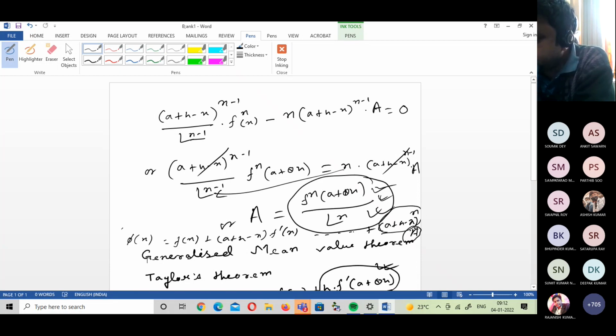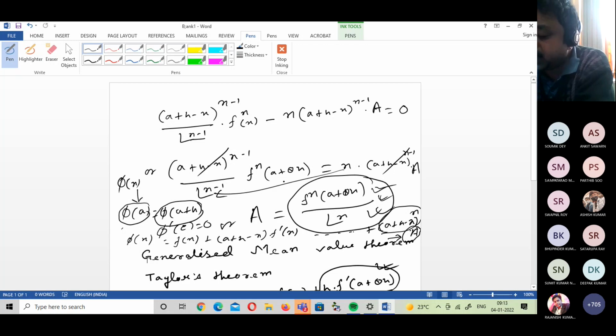So you can supply the value of A according to your desire, and you have assumed that phi of A equals to phi of A plus h. So phi x is continuous, phi x is derivable, and also phi of A equals to phi of A plus h. So you can apply the Rolle's theorem. So phi dash c equals to 0.